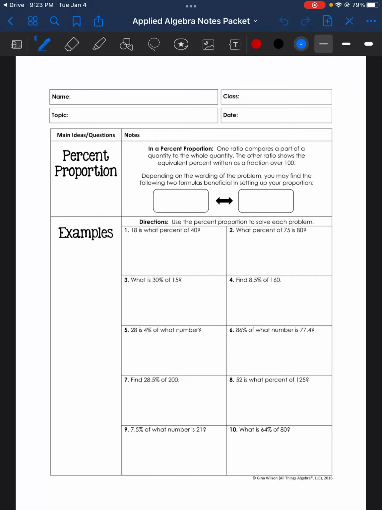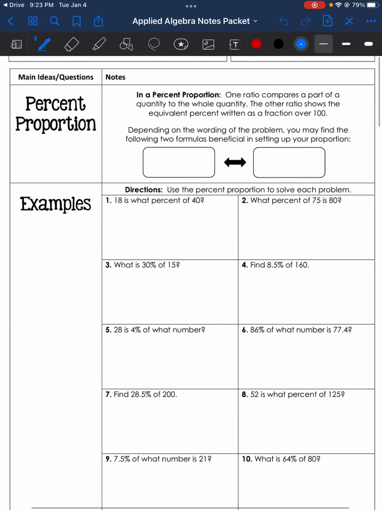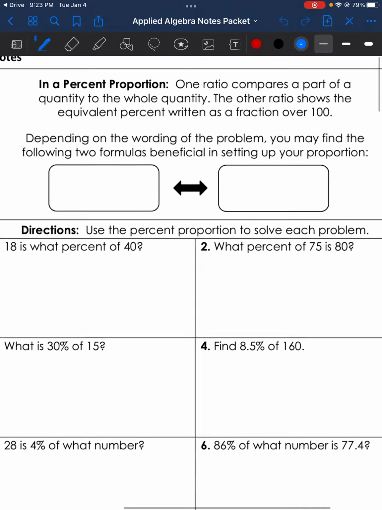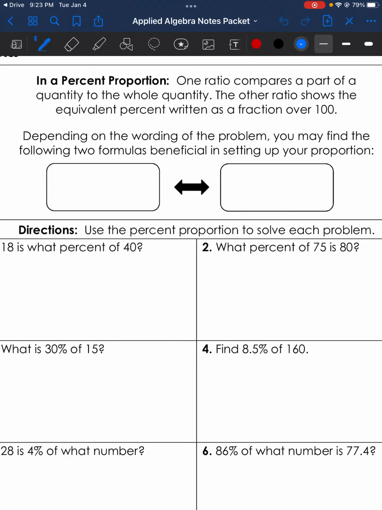All right, guys, so we're going to look today at percent proportion. We've been talking a lot about proportions. Now we're going to see how we can use proportions to find percents, parts, and wholes. So in a percent proportion, one ratio compares a part of a quantity to the whole of a quantity. So we're looking at a part and the whole.